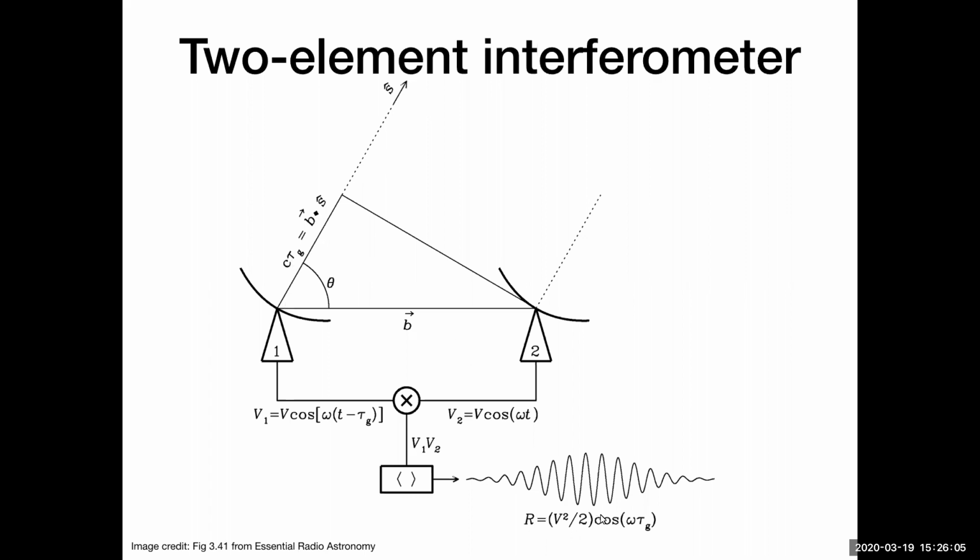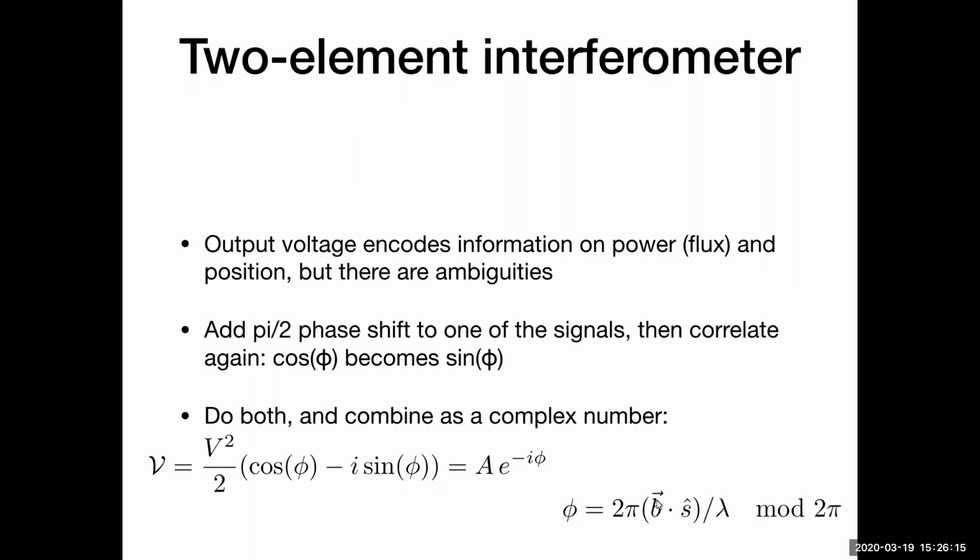And then you get this output product, which is voltage squared and the phase difference, which you can express in terms of the geometric time delay. And so the end result is that the output voltage, or voltage squared, encodes information on the power. I wrote flux, and I meant to say flux density. That's my fault. It encodes information on the power, but also on the position, because we have this cosine of phase, and the phase depends on the S direction vector.